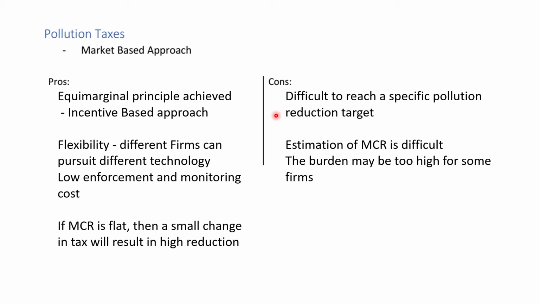Now, the second problem is that estimation of the MCR is difficult. If you charge a tax, but it turns out that the MCR for a particular firm is too steep, then the tax might overburden the industry and put the company out of business. Or it might turn out that the company just pays the tax and doesn't reduce any pollution at all if the MCR is too steep, meaning if it's too costly for the firm to reduce pollution. Okay, all right. So that's it for pollution tax.